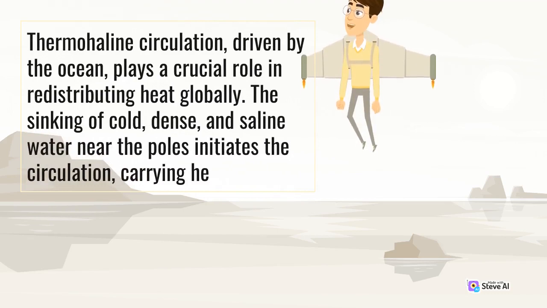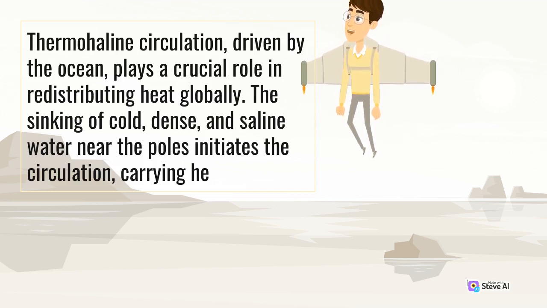Thermohaline circulation, driven by the ocean, plays a crucial role in redistributing heat globally. The sinking of cold, dense, and saline water near the poles initiates the circulation, carrying heat.